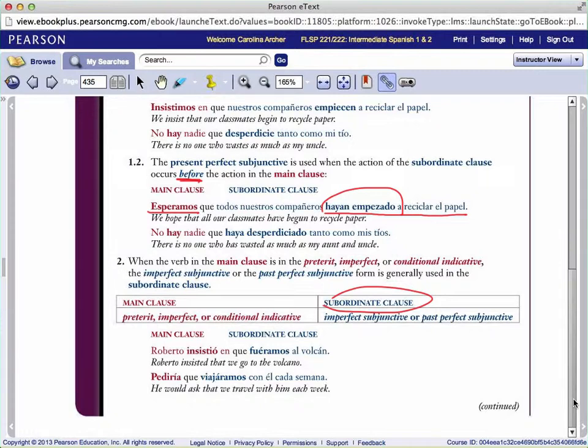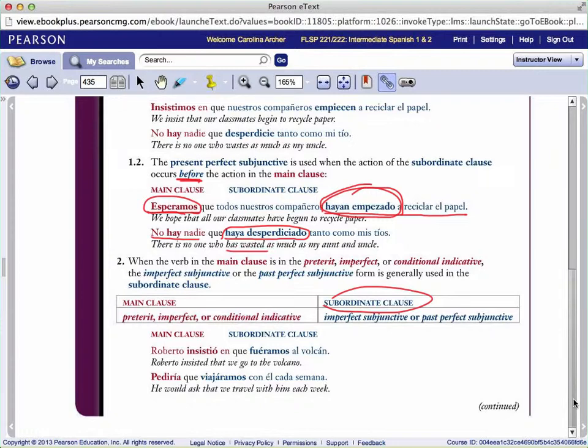Esperamos que todos nuestros compañeros hayan empezado. So you have the present and you have the present perfect subjunctive that talks about something that has already started, that has happened before the verb in the main clause. No hay nadie que haya desperdiciado tanto como mis tíos. There is, present, no one who has wasted, in the past, as much as my aunt and uncle.